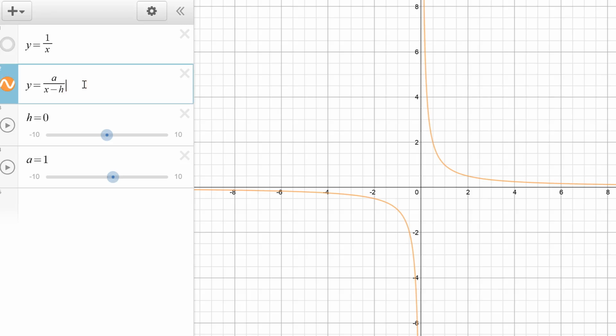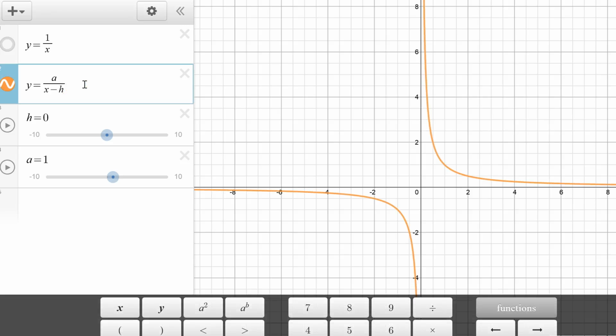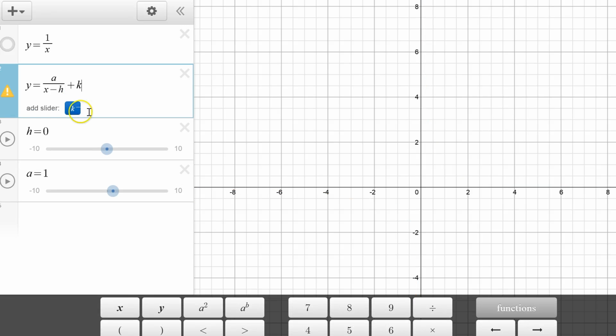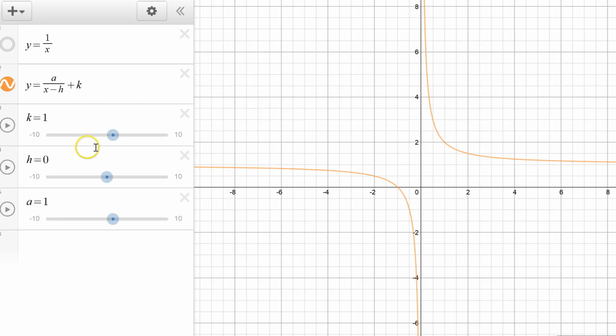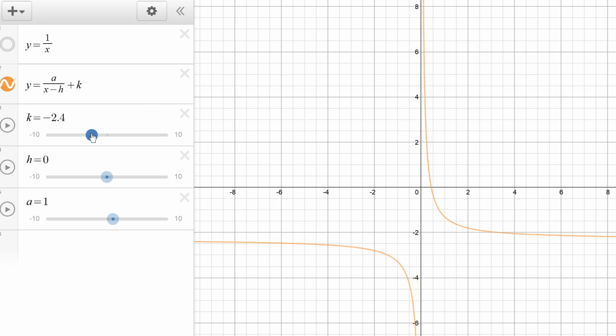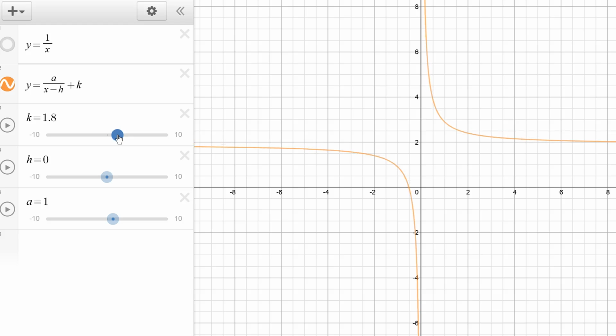And the very last one I'm going to do is put in that plus k here. So when I do the k, I'm going to say, give me a slider for k. I can slide that up and down, and you can see that the horizontal asymptote and everything else will be moving with it. So that's really what we're learning today in a nutshell.